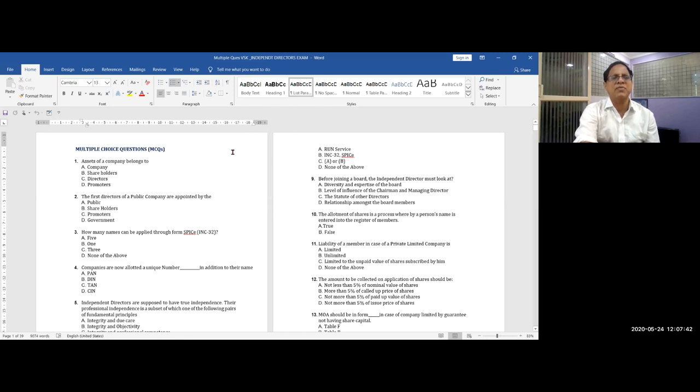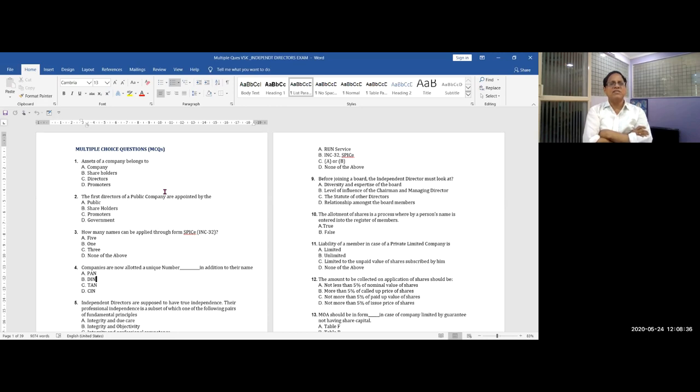The first directors of the company are naturally appointed by the promoters. So for the second question, the answer is C, promoters. Because a public company has to be created. Someone must create the company by preparing the memorandum of association and articles of association, entering into contracts with various parties, and then infusing some capital. Everything that person does to create this company is called being a promoter. And naturally, promoters will appoint someone or themselves as directors. There is nothing wrong in that. So the first directors of the public limited company are appointed only by the promoters, because the shareholders have not come into existence.